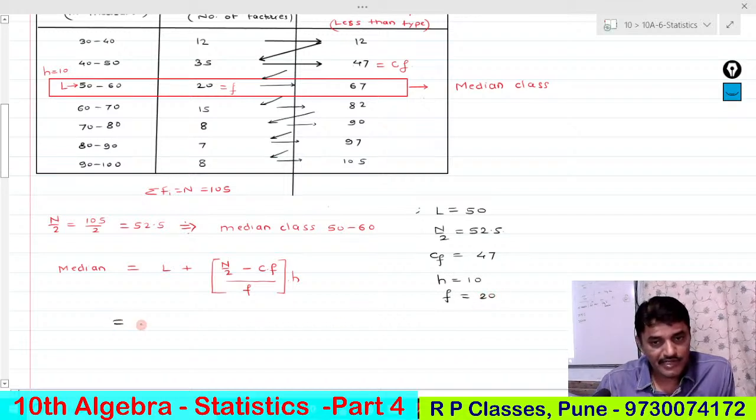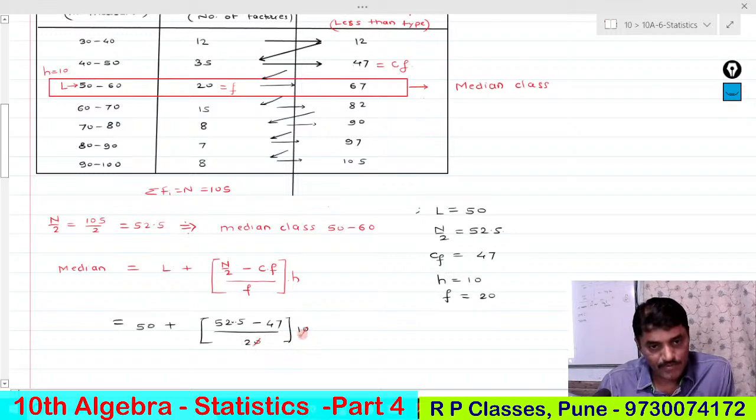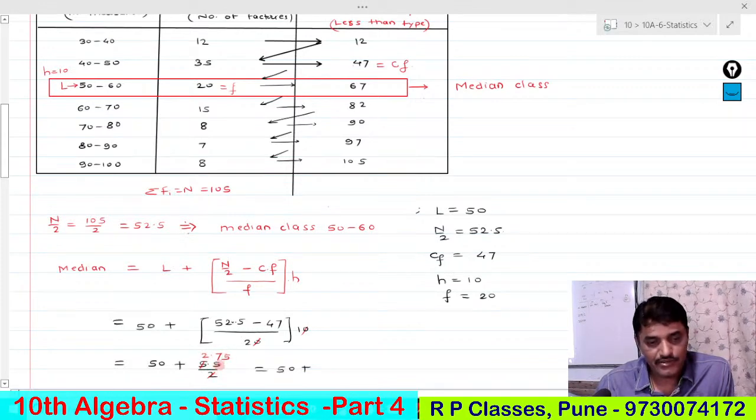Let me just substitute here. Median is equal to 50 plus (n upon 2 minus cumulative frequency, that is 52.5 minus 47) divided by 20, into 10. This gives me 50 plus 5.5 upon 2, which is 50 plus 2.75. So the median of this frequency distribution is 52.75. That is the answer. Is this okay?